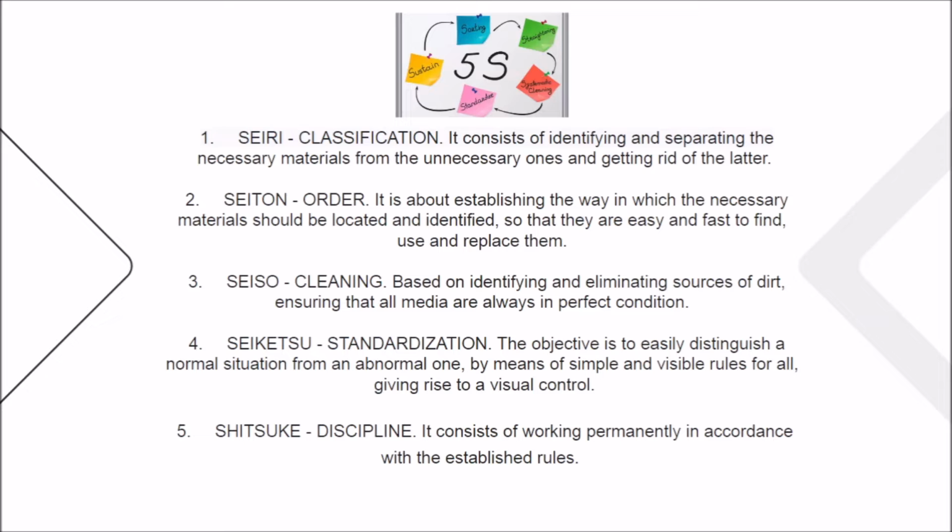4. Seiketsu, standardization. The objective is to easily distinguish a normal situation from an abnormal one by means of simple and visible rules for all, giving rise to a visual control. 5. Shitsuke, discipline. It consists of working permanently in accordance with the established rules.